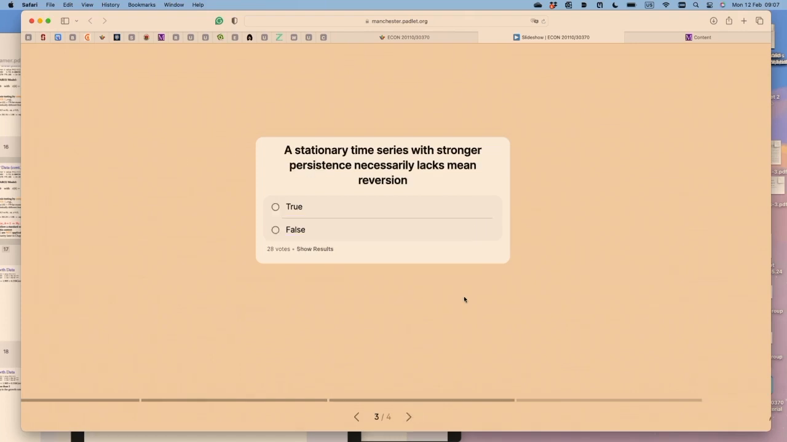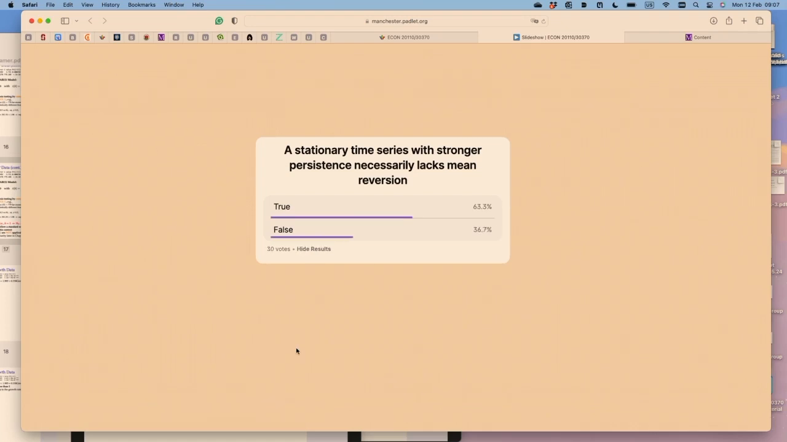Now, the second one is closely related to mean reversion. Here it says a stationary time series with stronger persistence necessarily lacks mean reversion. Do you think this is correct or wrong? This is a tricky one. It doesn't really have any correct component, I would say. Remember, a stationary time series must have a constant mean. For a series to have a constant mean, it must revert back to its mean quite often. So a stationary time series always has mean reversion. It's just that the degree of persistence affects the speed of mean reversion.